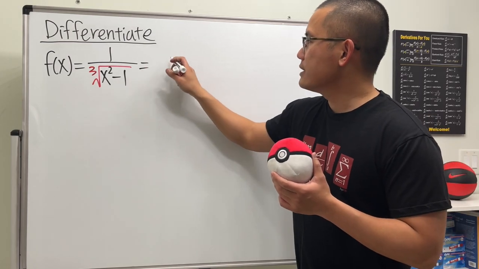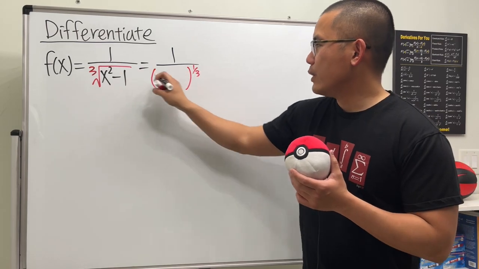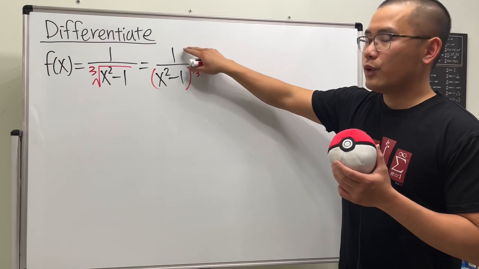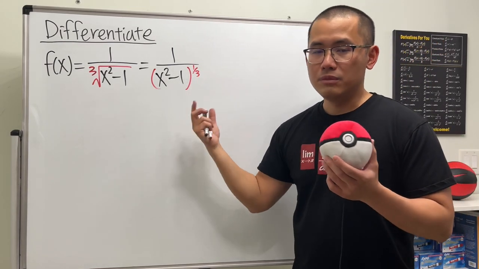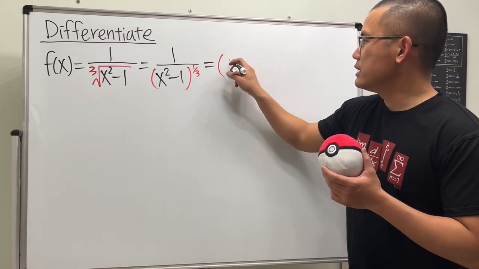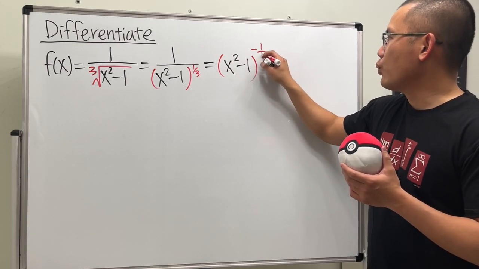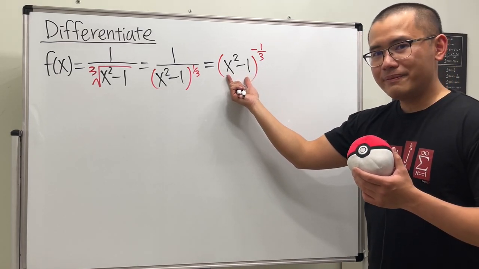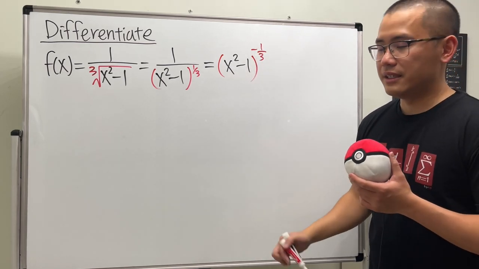So we can rewrite that as 1 over parentheses with 1 third power here, and then with x squared minus 1 inside. And the beauty is this, right? We have only a 1 on the top. We can put this up and then make that power negative. That's all. So this is really the same as parentheses with x squared minus 1 inside, and then raised to the negative 1 third power. And then we can just look at this as the inside function, and then the outside function is to the negative 1 third power. So that's the idea.